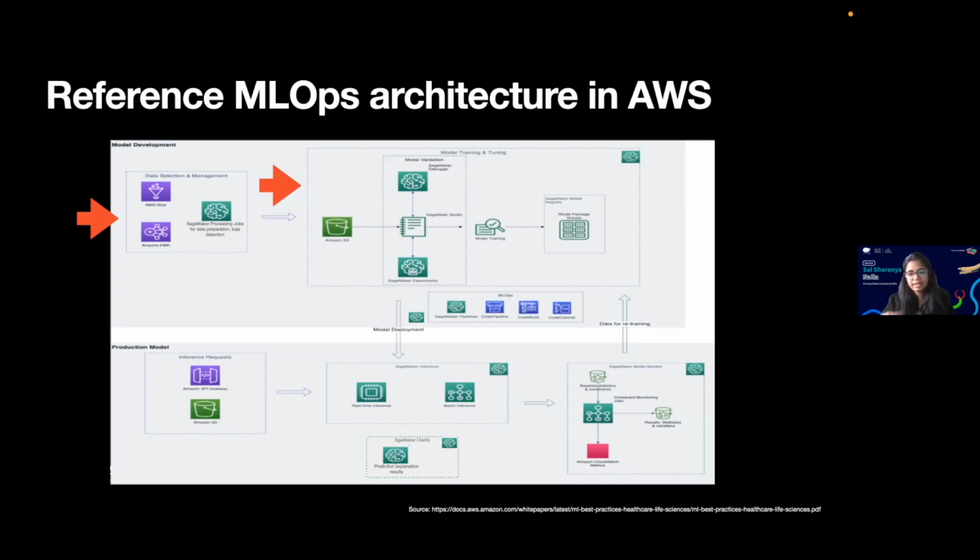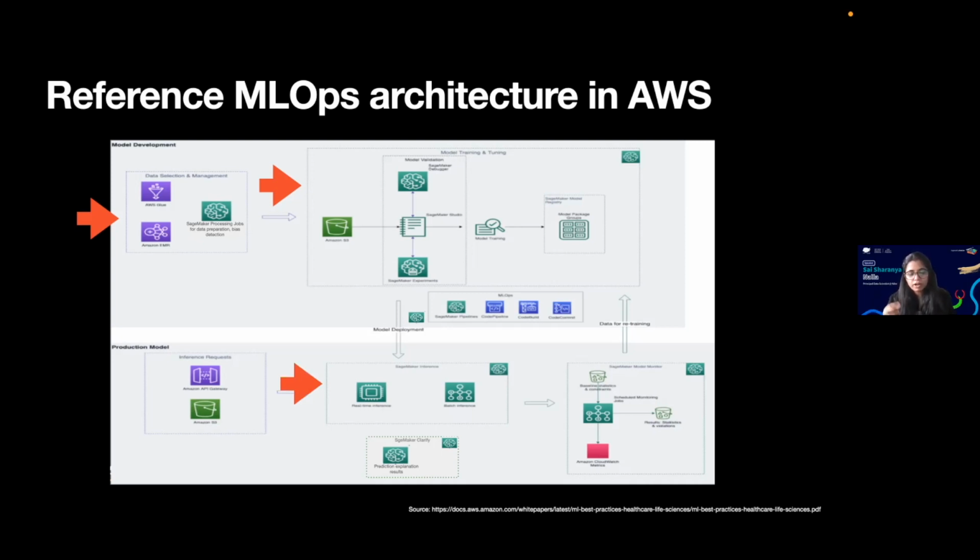And in order to save every different model version, there's a model registry available, which you can see on the right. Model package groups, and the SageMaker model registry can help out with setting up that infrastructure.